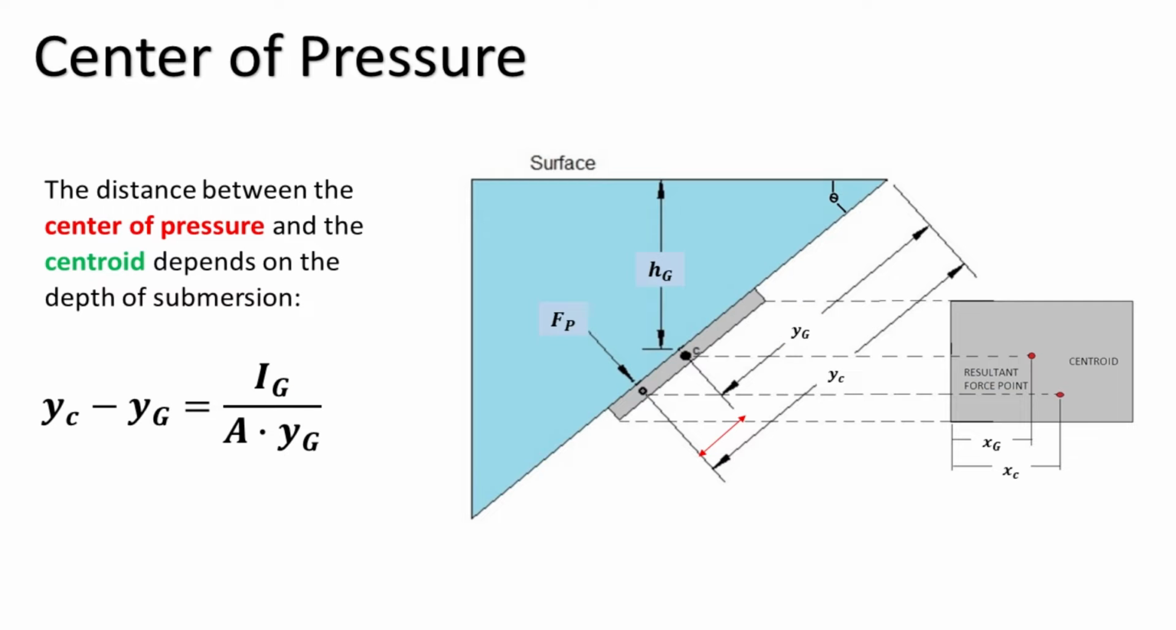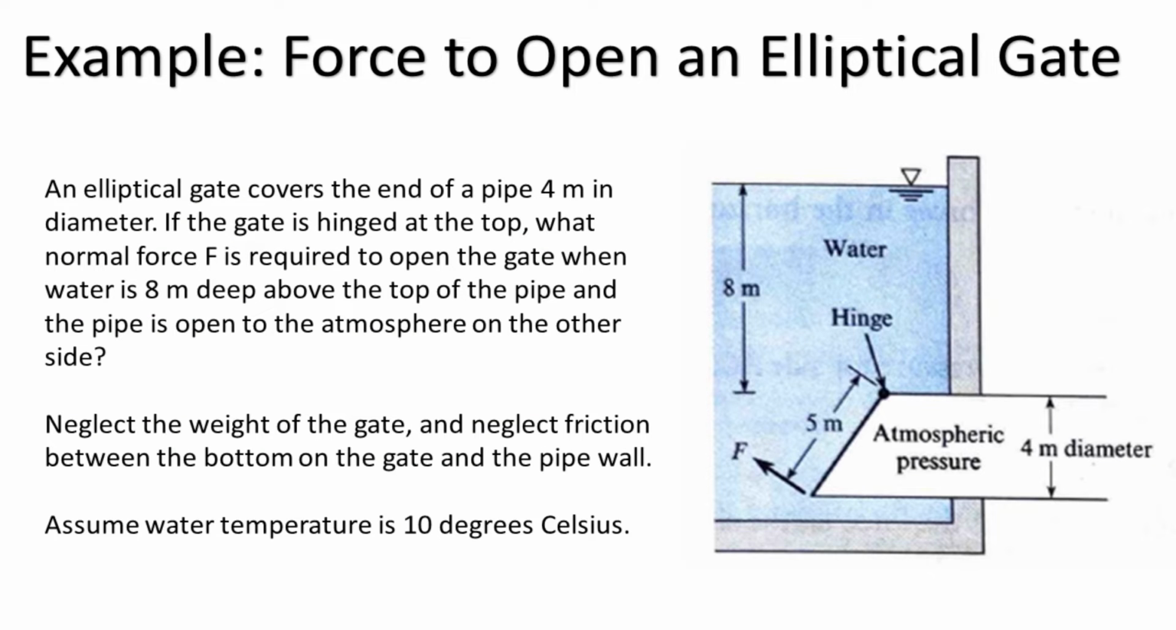This equation shows that the center of pressure will be situated below the centroid. The distance between the center of pressure and the centroid depends on the depth of submersion, which is characterized by Yg, and on the panel geometry, which is characterized by Ig over A. With this background knowledge, let's work on one example.